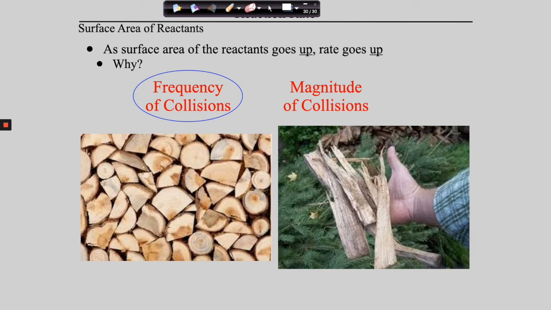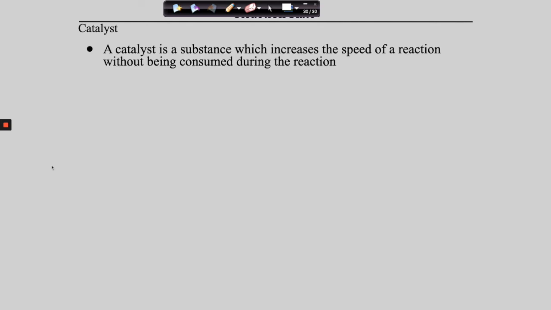Okay, so now guys, we've got one more to talk about. This is interesting, and this is how we're going to also wrap up the day. Because there's one other way that you can make a reaction faster. It's called a catalyst. Now guys, a catalyst is a substance which increases the speed of a reaction without being consumed during the reaction.